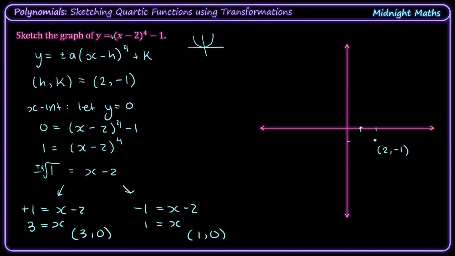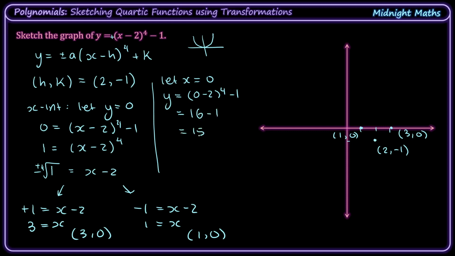So I have the (1, 0) coordinate, that's here, and then over here I have (3, 0). So now I can find my y-axis intercept, so I'll do this here. I'll let x equal 0, so y equals (0 minus 2) to the power of 4, minus 1. So that's equal to positive 16 minus 1, so 15. So my y-axis intercept is (0, 15), which is quite high. I'll put it somewhere right at the top, (0, 15).